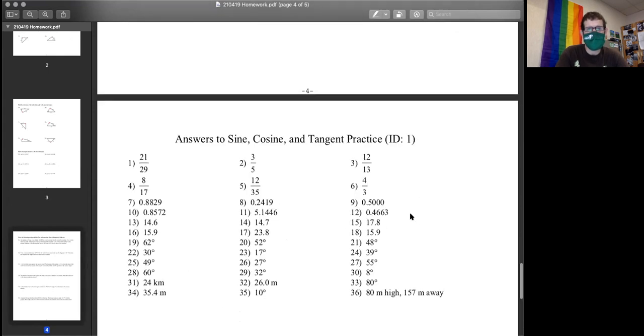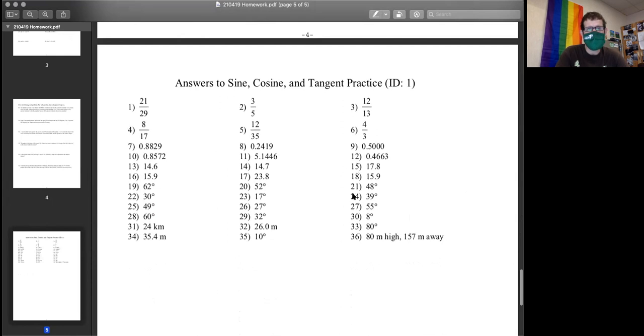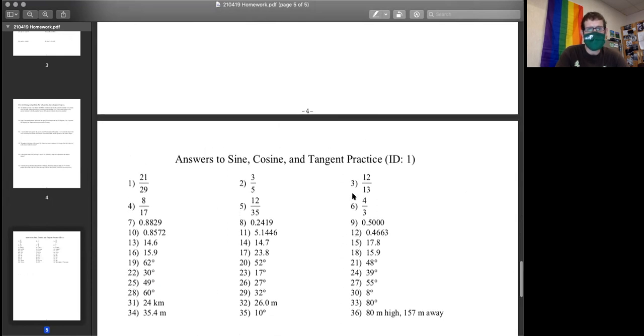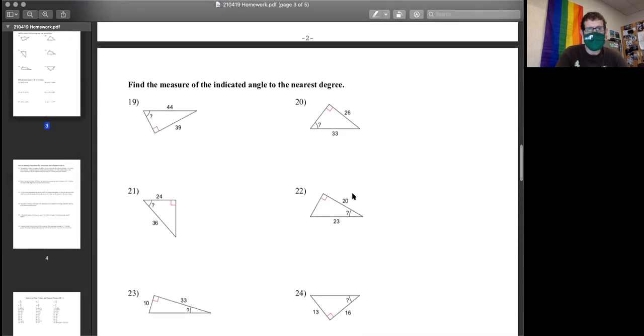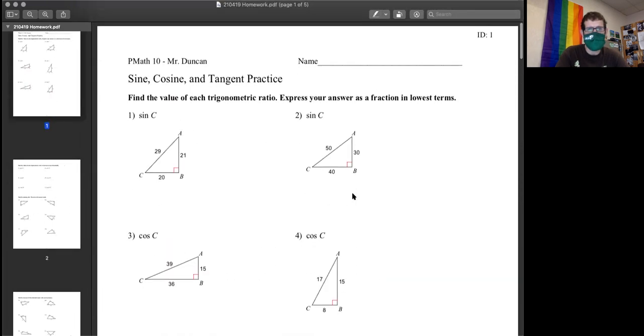I'll also tell you this. There is an answer key at the bottom. I intentionally left it in because I want you guys to be able to check your work along the way. So use that answer key. Don't just copy the answers and turn it in. I want you to actually do the work and make sure you understand it.